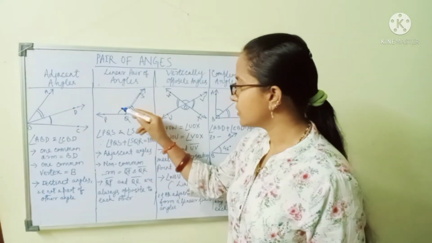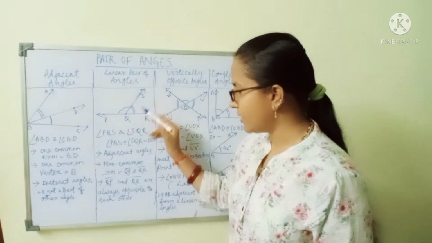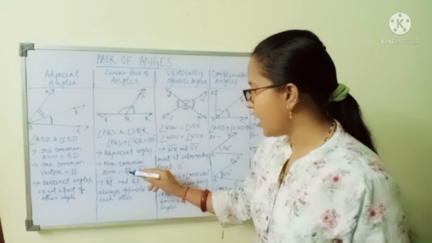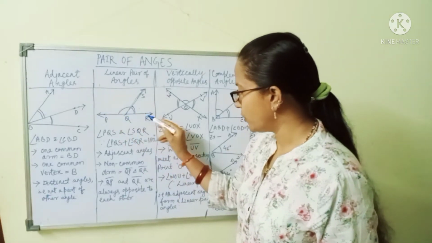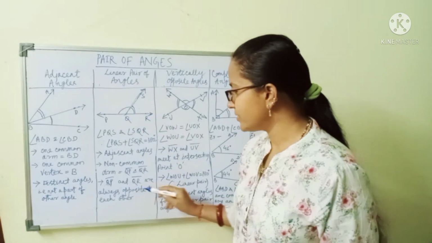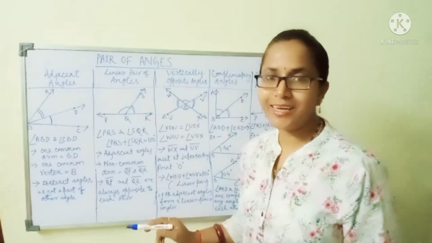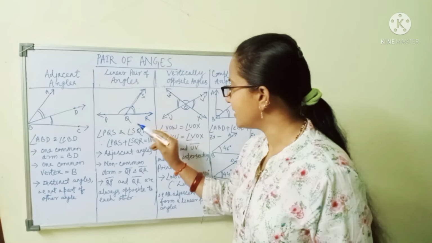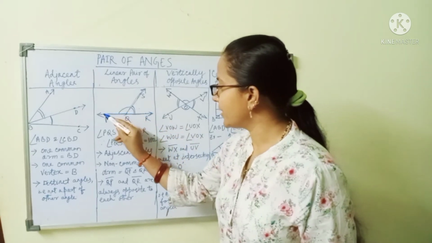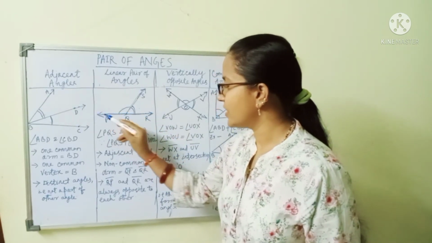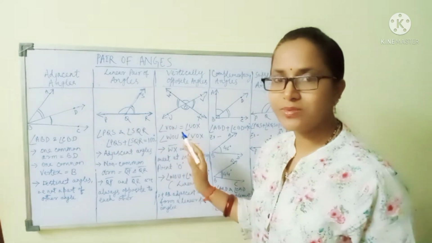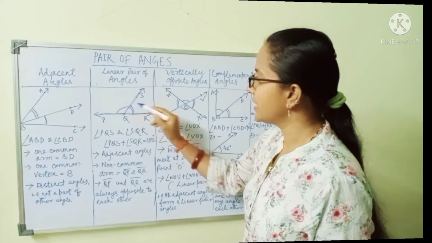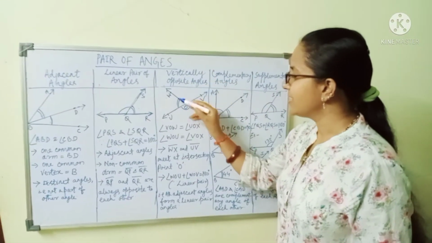So these are two adjacent angles, but their non-common arms QP and QR are always opposite to each other. This QR is in this direction, and QP is in the other direction. They are just opposite to each other. So these are linear pair of angles.